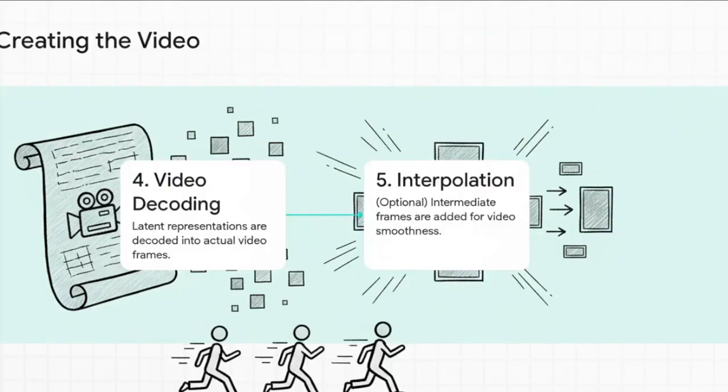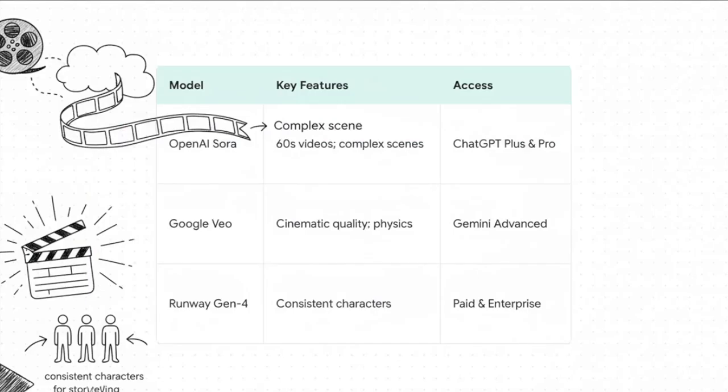Okay, and now we get to the big reveal. The blueprint becomes reality. The video decoder takes that abstract concept and turns it into the actual pixels you see on screen, frame by frame. And then some models add a cool optional final step called frame interpolation. That's where the AI cleverly slips in extra frames between the main ones to make the final video look even more buttery smooth.